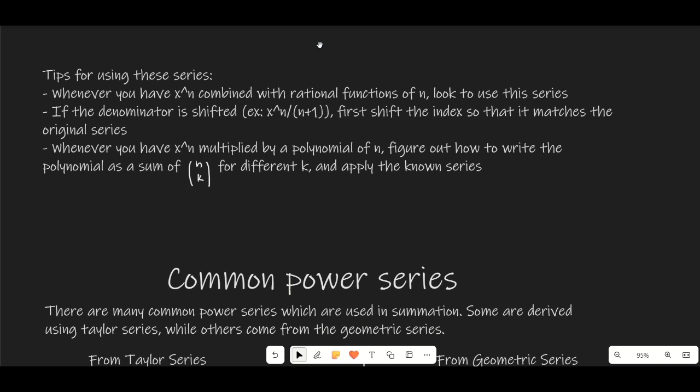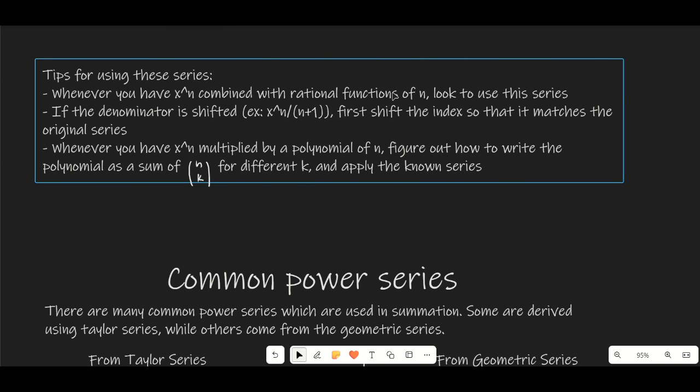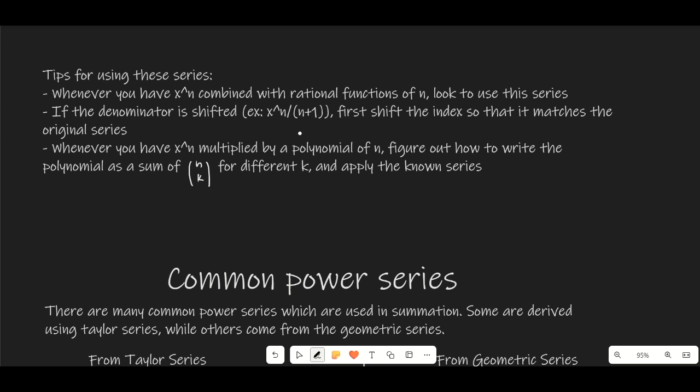So, tips for using these two series: whenever you have x to the n combined with rational functions of n, look to use that series with natural log of 1 minus x. If the denominator is shifted over by 1, so for example, if you have x to the n over n plus 1, first you want to shift the index so that it matches the original series, and then you want to factor out any extra terms. So in the example of the sum of, I'm going to just write this right here, if we have the sum of x to the n over n plus 1, once we shift the index, we're going to end up with the sum of x to the n minus 1 over n, right?